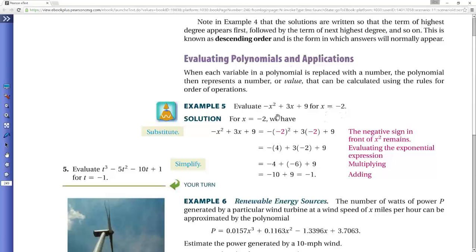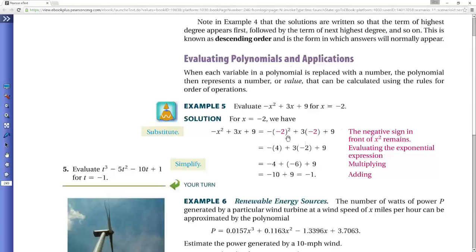And so then I go in here and I just want to replace the x with negative 2. A very good way to do this, especially when we're dealing with exponents and negatives and stuff like that, is just put parentheses for your slot for the variable. Notice they put parentheses around it, and for the x they put negative 2 in, and for the x here they put negative 2 in.